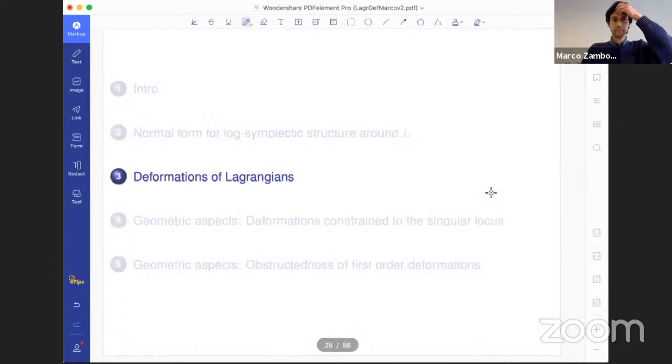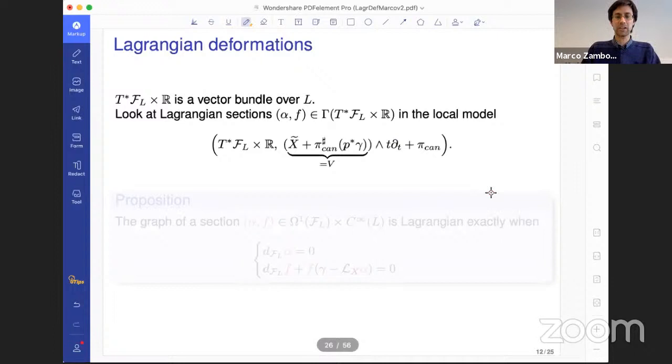And once we have the local model, we can try to see what the deformations are of L. So the normal model, as a manifold, was the cotangent bundle of the foliation on L cross R. We look at it as a vector bundle over L. So if we want to look at submanifolds that are C1 close to L, we have to look at sections of this vector bundle. I will always denote these sections by alpha comma F, where alpha is a section of the first factor, so to say, and F of the second, so F is just a function.